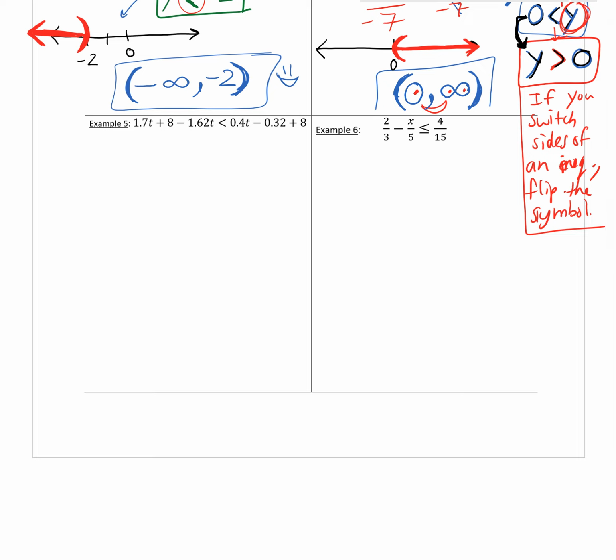Yeah. Okay. Ooh, but this next one looks like a doozy over here. Example 5. We got a really bad equation with a bunch of decimals. Ugh. Let's see, I'm going to rewrite it again because I didn't leave myself a lot of room there. 1.7t plus 8 minus 1.62t, oops, I almost forgot the t, less than 0.4t plus 8, okay. All right. So like we said, you're going to solve this as if this inequality symbol, this less than right here, was an equal sign. But remember, we had a trick.